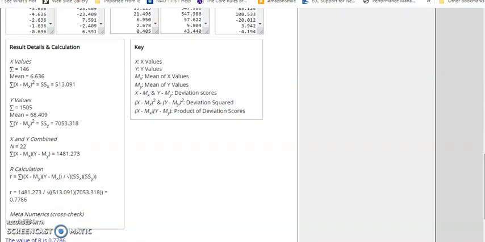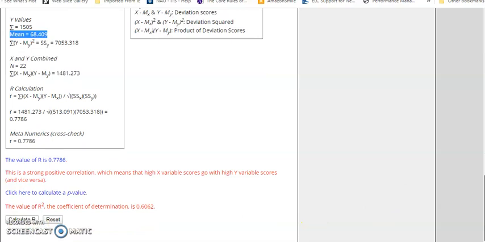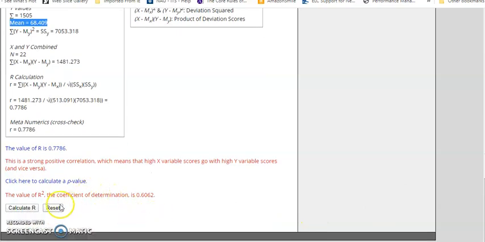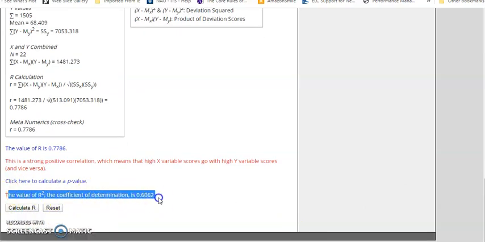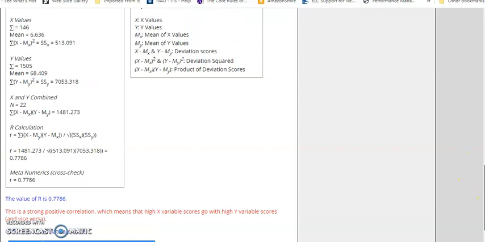It does go ahead and give you the means. So the mean for hours studied was 6.636. The mean for the exam score was 68.409. And so that is your means. I do ask you about those means. And then it gives you the coefficient of determination, which is R squared, which is 0.6062. Again, that was taking our R and squaring it.